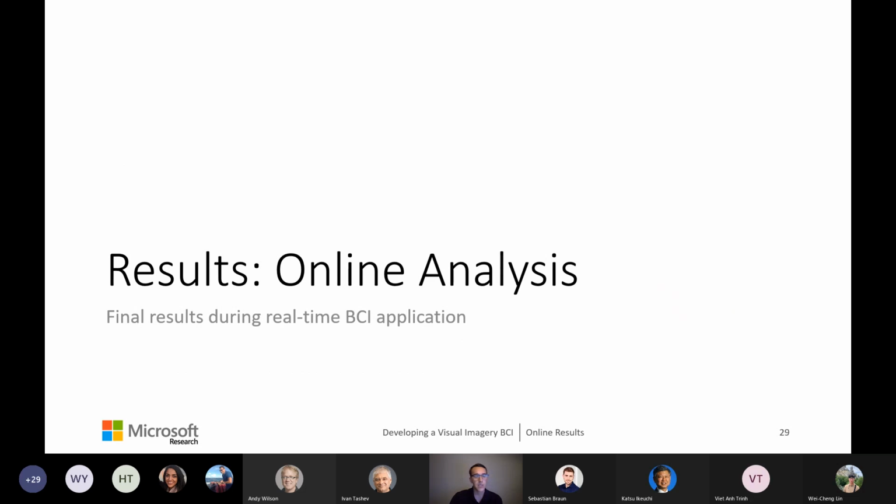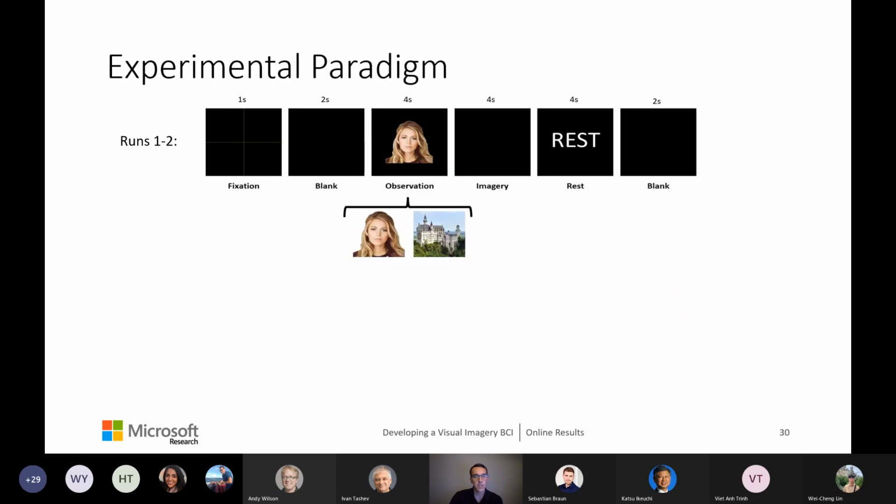So the next thing that we tried here was an online real-time BCI application, having the participants imagine one of these stimuli and then giving them feedback directly from the classification output to see how it was working. So in this experiment, the first 2 runs were exactly like the training ones.